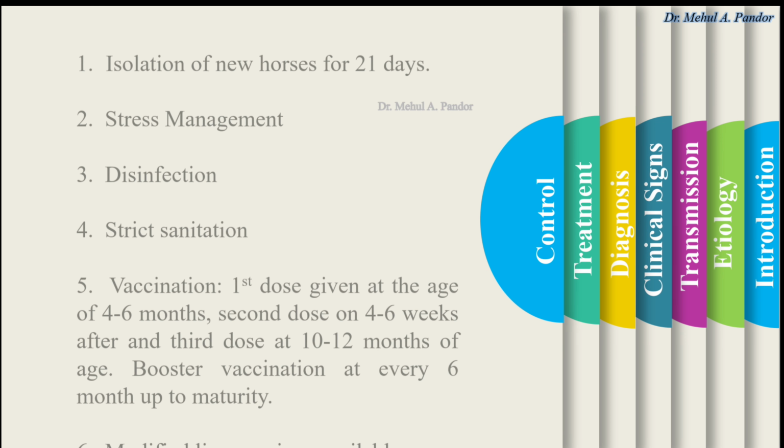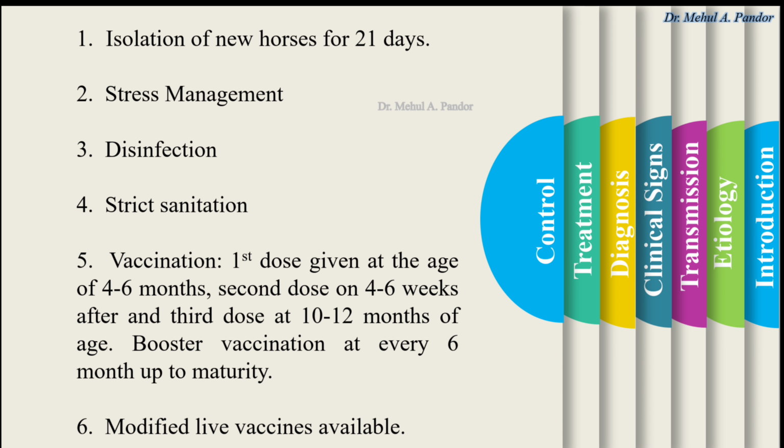For the control measures: isolation of new horses for the first 20 days before introduction into the herd, stress management, disinfection, strict sanitation, and vaccination. The first dose is given at the age of 4 to 6 months, the second dose 4 to 6 weeks after the first one, and the third dose at 10 to 12 months of age. Booster vaccination every 6 months will be given up to maturity. Modified live vaccines are also available.